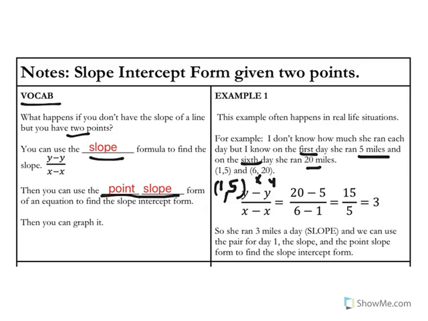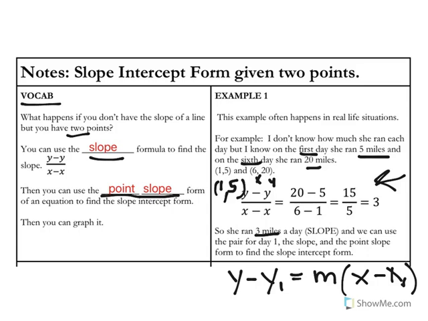So if you do the slope formula to find that, you get 20 minus 5 and 6 minus 1, 15 divided by 5, and that equals 3. So she ran 3 miles a day. We found the slope from the slope formula. And we could use that to calculate the slope-intercept form because we have point slope form to use for that.